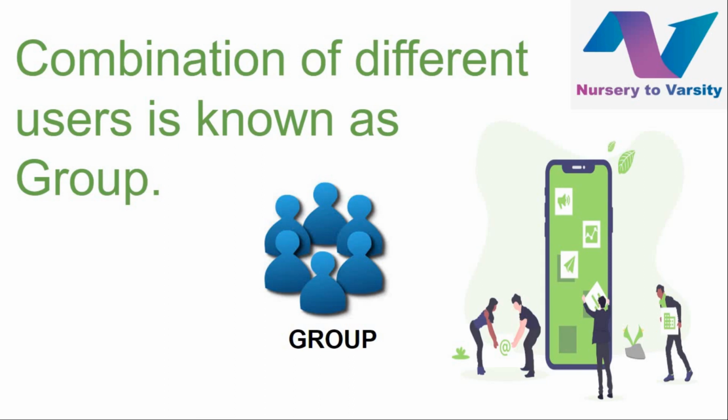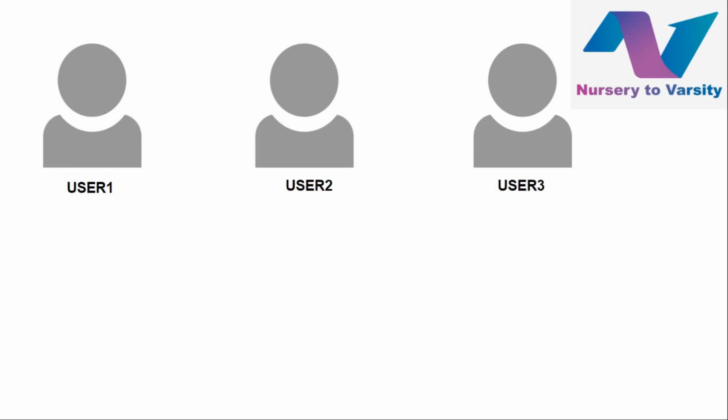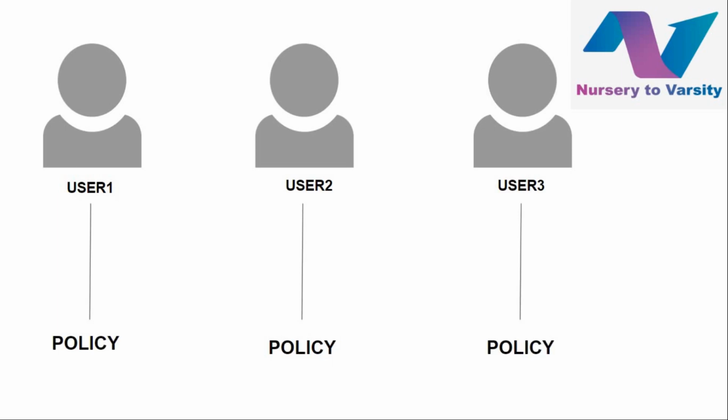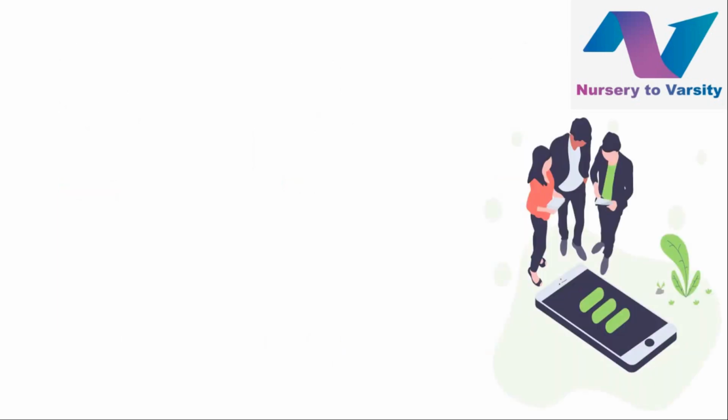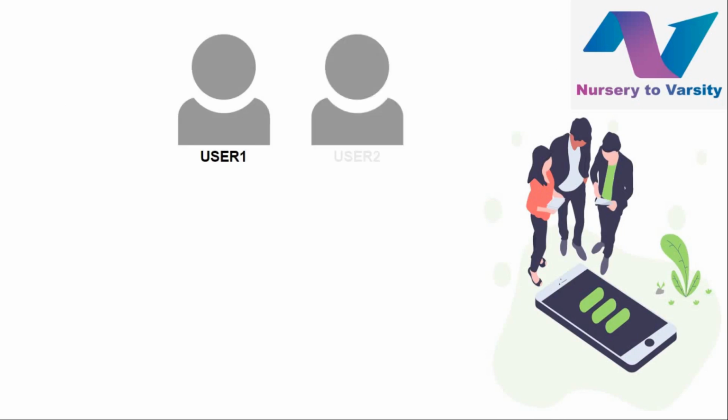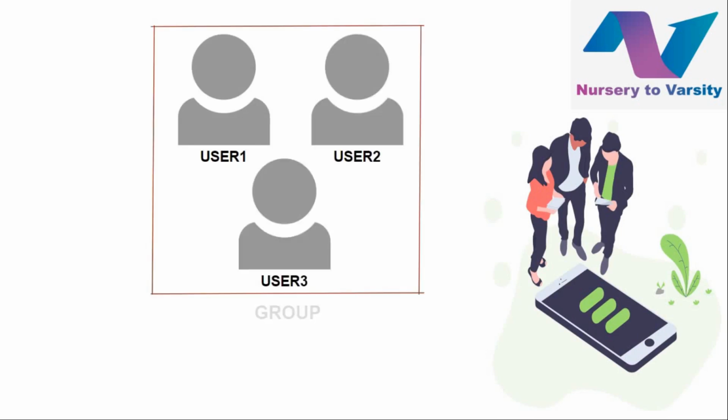Well, a group is nothing but a combination of different users. To understand the group, let's consider an example first. Suppose I have three users who belong to the development team, and the development team has some common access that they all may have. One way of giving them access is by going to each and every user and attaching a policy to each of them separately. But the other way is by grouping all these three users into one group and attaching the policy only once to this group, and it will apply to all these three users.